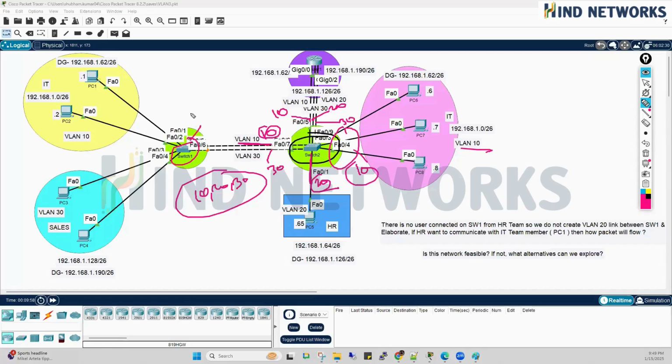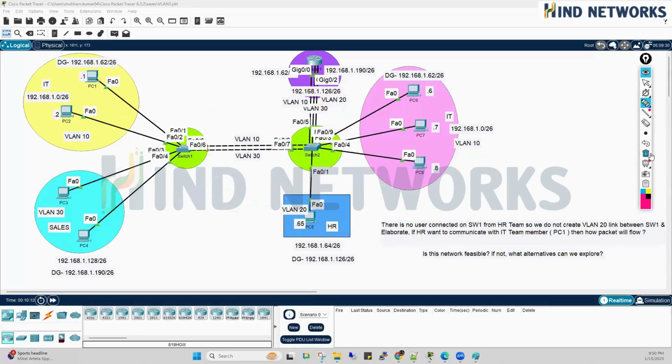Again, you need to create three VLANs here: VLAN 10, 20, and 30. These two ports in VLAN number 10. These two ports in VLAN number 30. Clear? And after that, try to ping and observe the packet flow. Everyone, I hope you understand. Understand, guys? Is this clear to all of you?